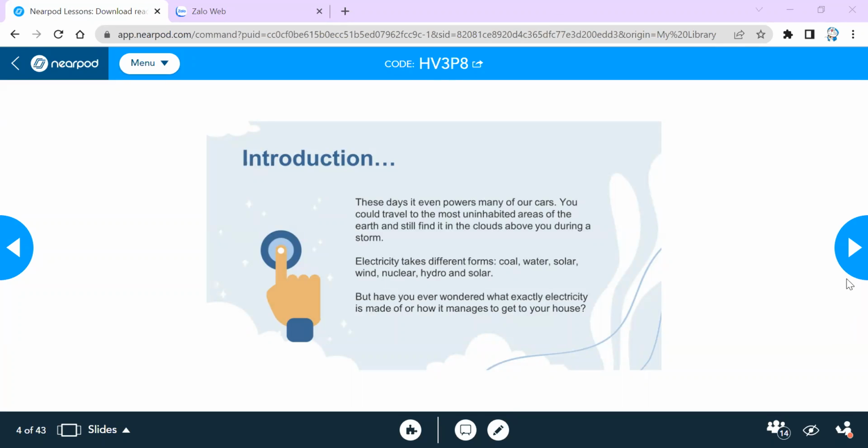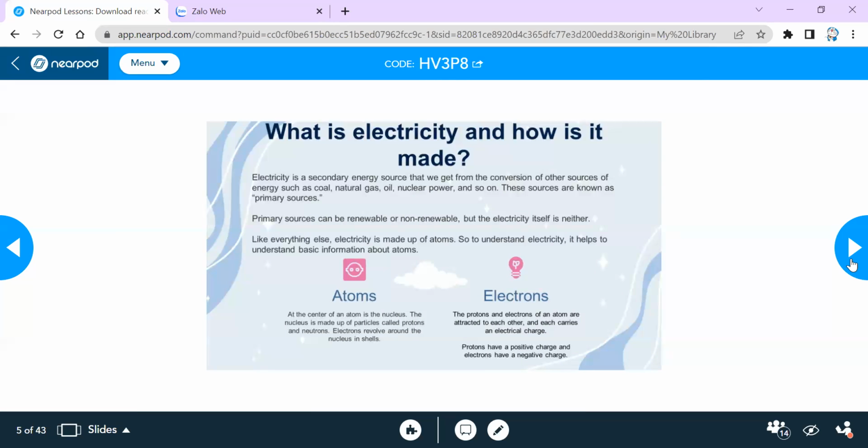Now, have you wondered how electricity gets to our house? We mentioned that electricity is made from two different sources. One is renewable, the other is non-renewable. And electricity is made out of atoms. So to understand electricity, we need to understand the basic information about atoms. We have gone through this in the past, whereby atoms are small little particles. At the center of the atom is a nucleus, made up of protons and neutrons, and electrons revolve around them.